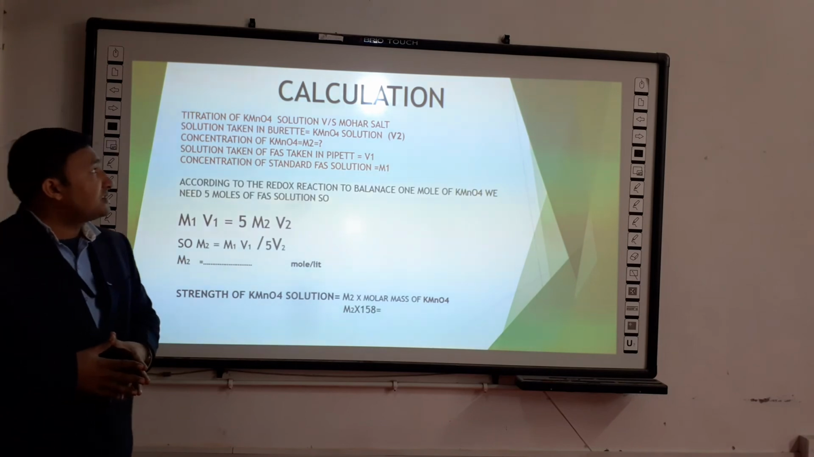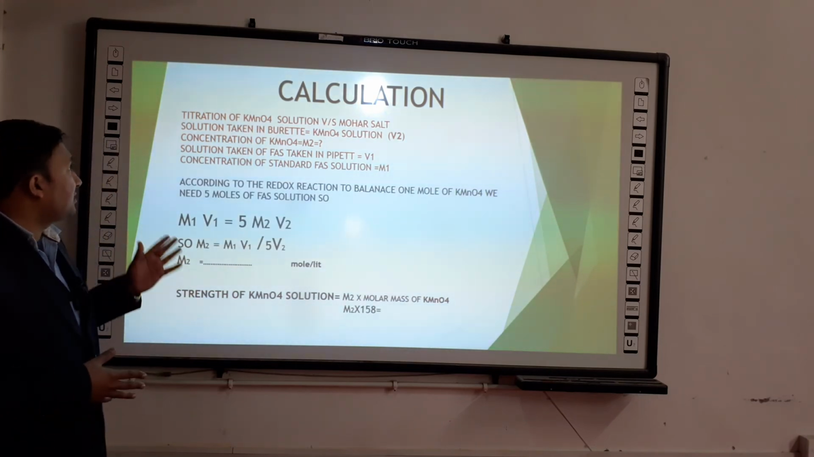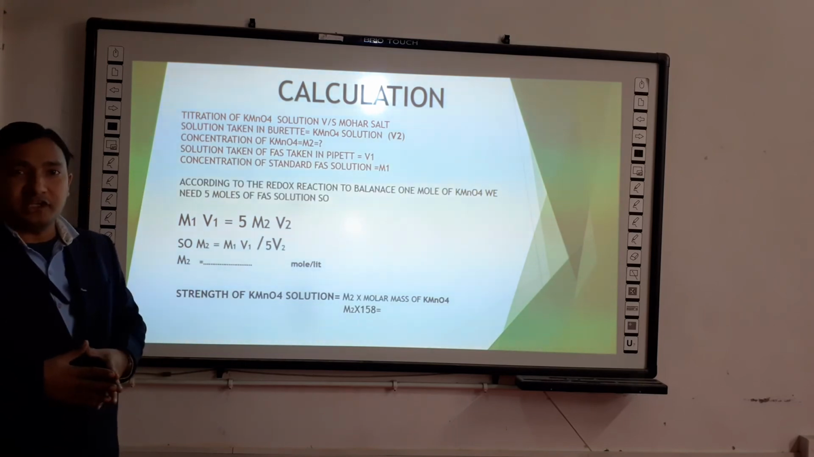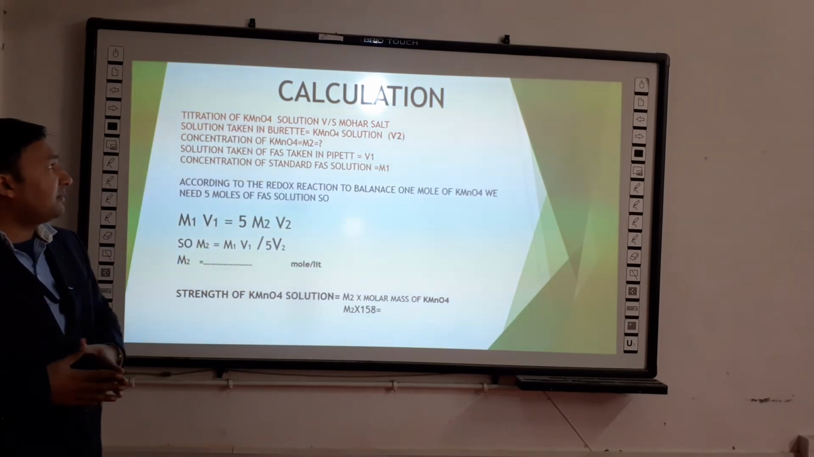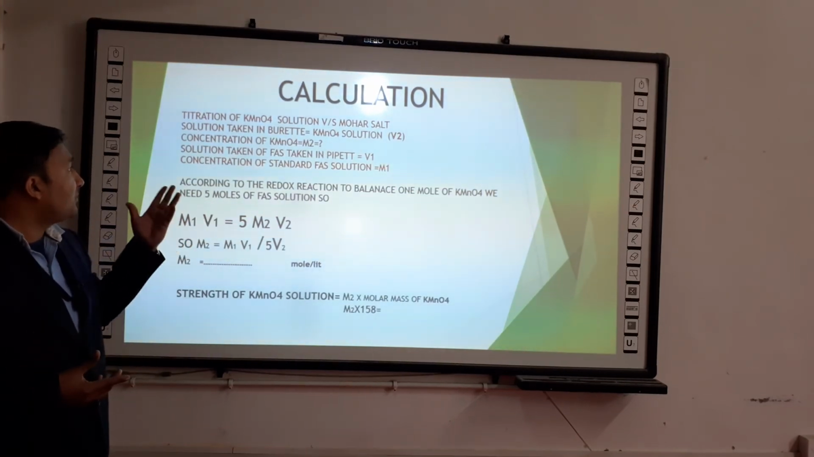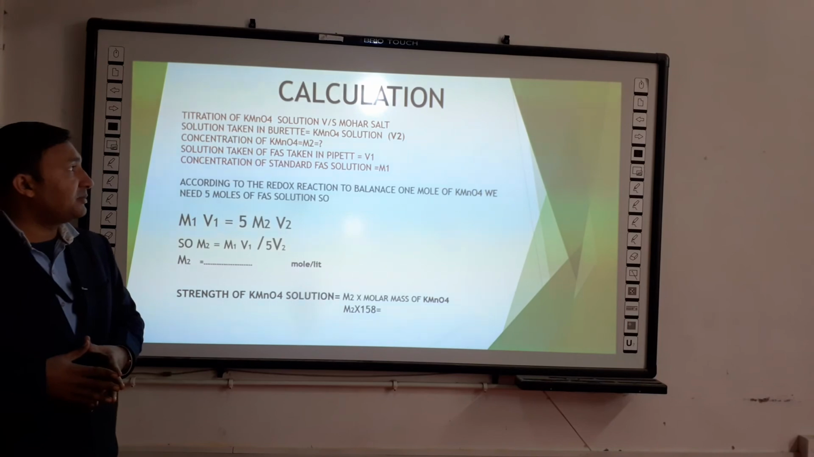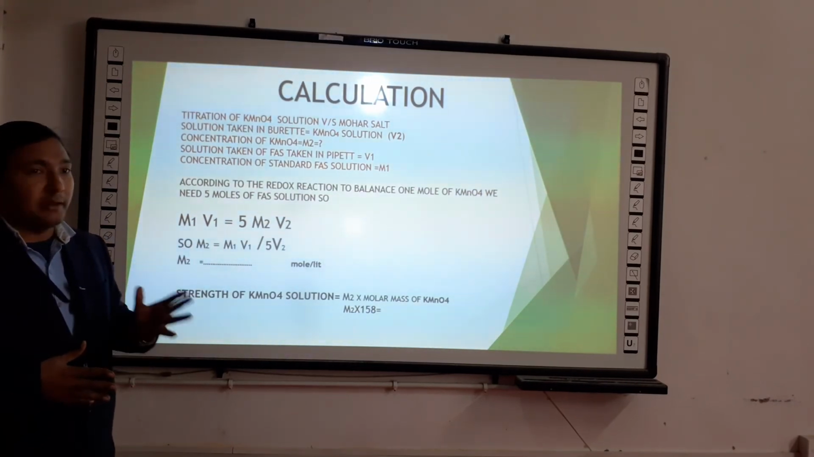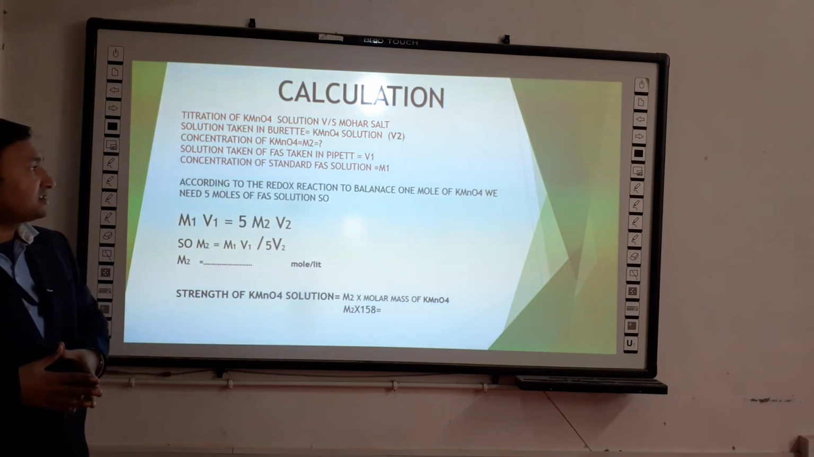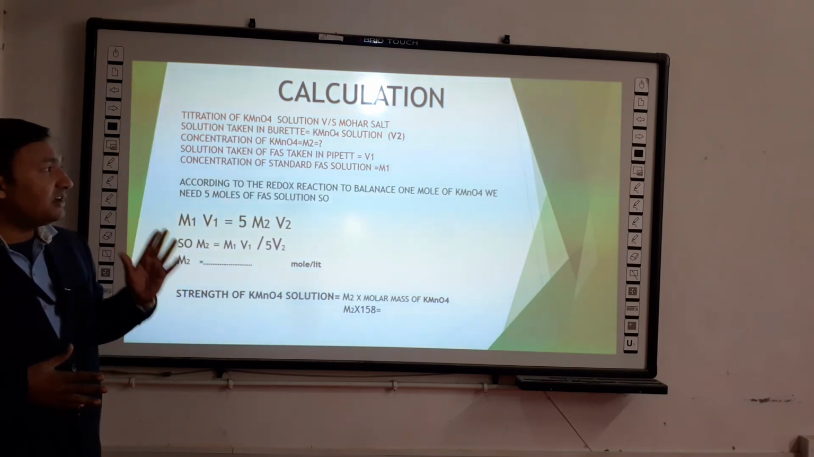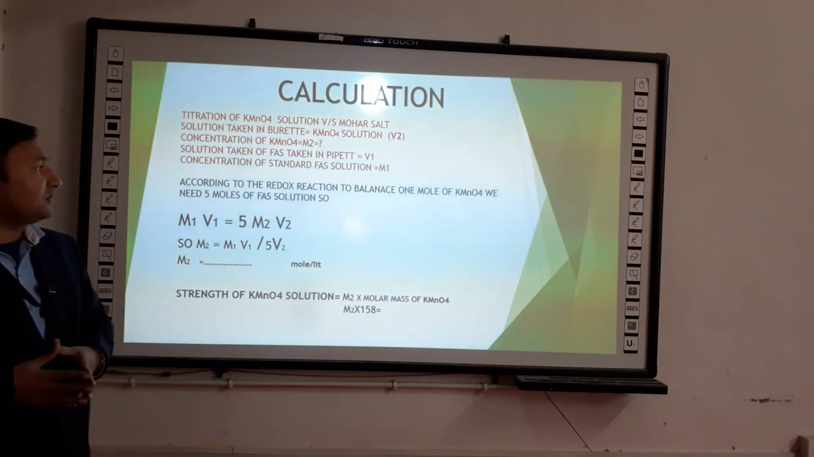Titration of KMnO4 solution versus Mohr salt has been performed. The solution taken in the burette, which is the KMnO4 solution, has volume V2. The concentration of KMnO4 is to be calculated, so it will be M2. The solution of ferrous ammonium sulfate taken in the pipette has volume V1. The concentration of standard ferrous ammonium sulfate is M1. According to the redox reaction, to balance 1 mole of KMnO4 we need 5 moles of ferrous ammonium sulfate.